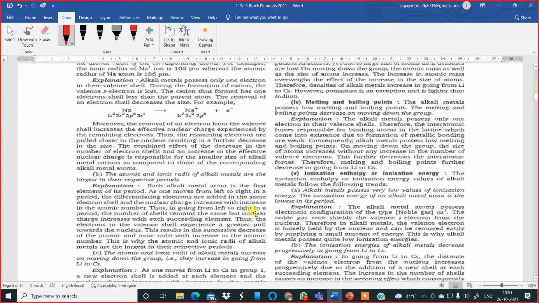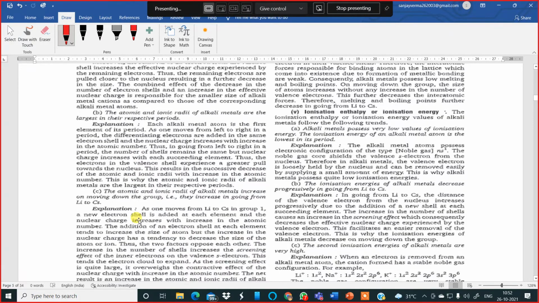Thus, in going from left to right in a period, the number of shells remains the same, but the nuclear charge increases with each succeeding element. Thus, the electrons in the valence shell experience a greater pull towards the nucleus. Consequently, this results in a successive decrease of the atomic radii and ionic radii with increase in the atomic number. This is why we can say the atomic and ionic radii of alkali metals are the largest in the respective periods.